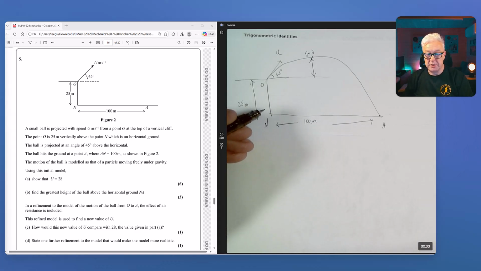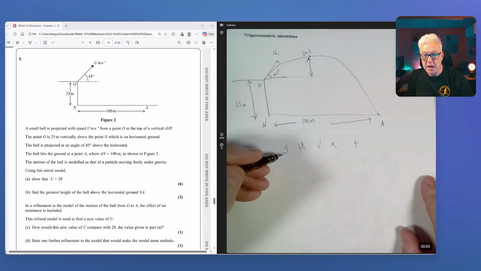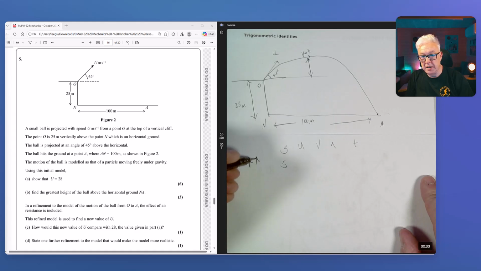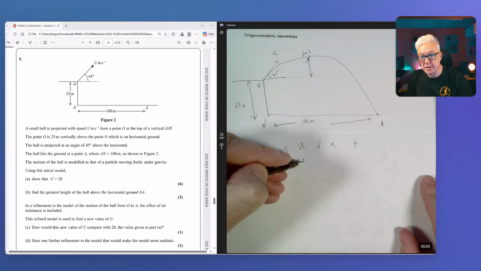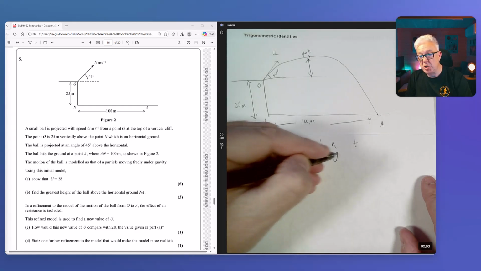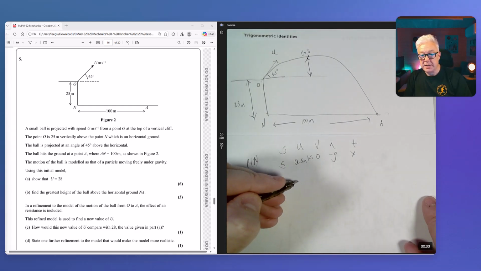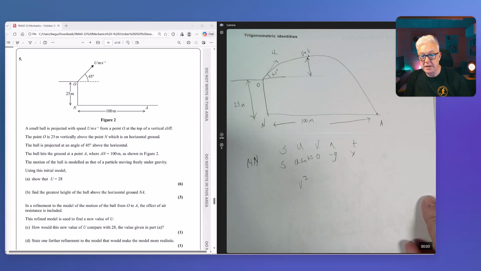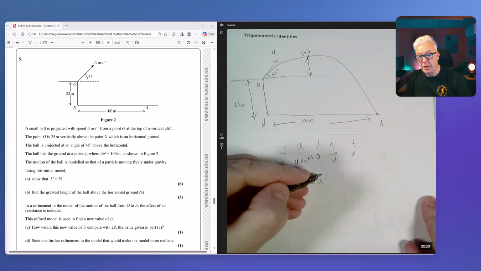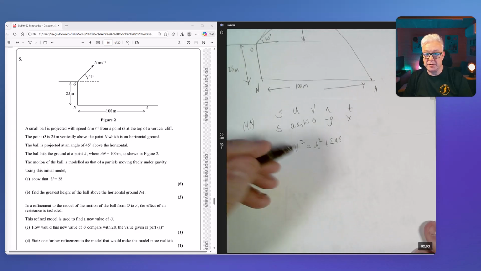So it's going to be another SUVAT. And the distance, that's what we're trying to find. U is, we're going to resolve vertically, so U is going to be U times sine of 45. V is going to be 0. A is going to be minus G. And we're not worried about how long it takes. So the appropriate SUVAT is going to be V squared is equal to U squared plus 2AS.